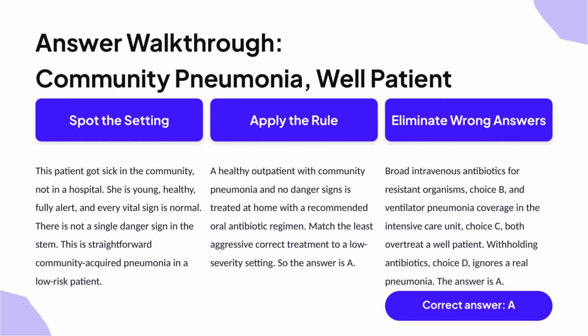Now eliminate the wrong choices. Broad intravenous antibiotics for resistant organisms, choice B, and ventilator pneumonia coverage in the intensive care unit, choice C, both massively overtreat a well patient. These are the classic too-much traps the exam plants to punish panic. Withholding antibiotics and repeating the film, choice D, ignores a real pneumonia that needs treatment now. The correct answer is A. The lesson: when the vital signs are calm and the patient is low risk, resist the urge to escalate. The exam rewards the resident who treats appropriately, not aggressively.